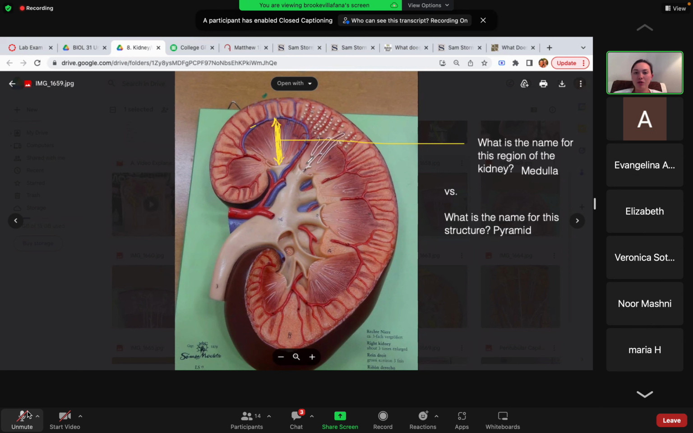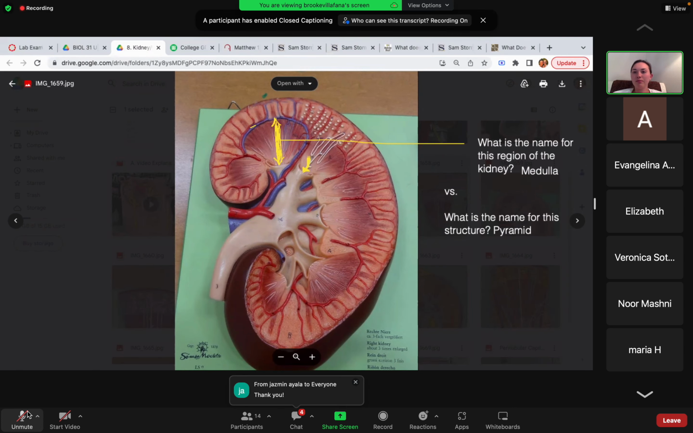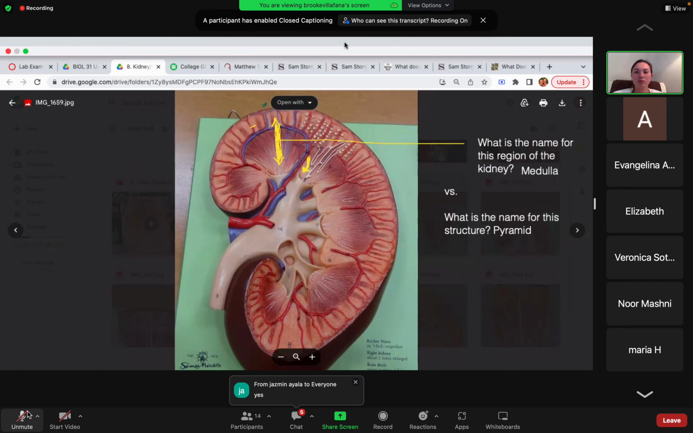In terms of major calyx, the arrow would be directly pointing just down, right? So if my piece of tape, my arrow, was pointing just at this, then you know that it's the major calyx. Does that answer your question? Do you feel like that would make sense on the test? Okay.